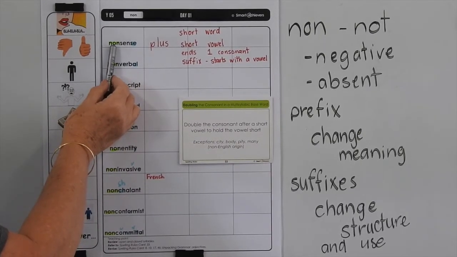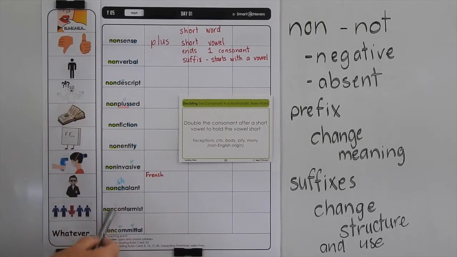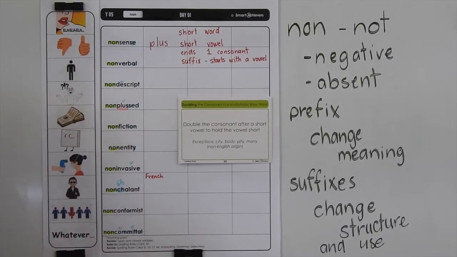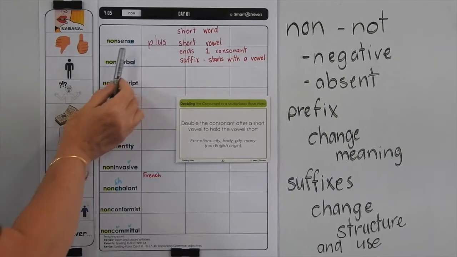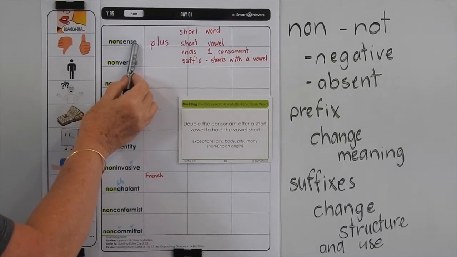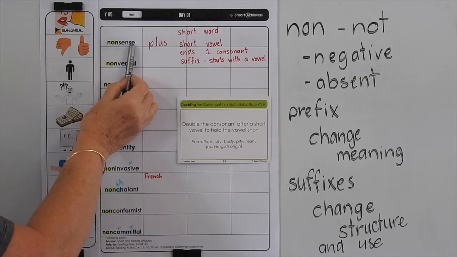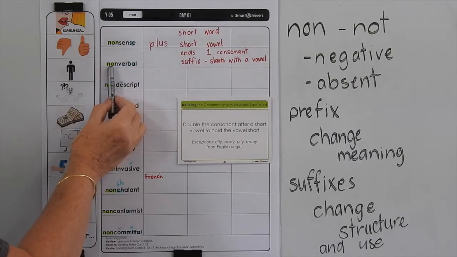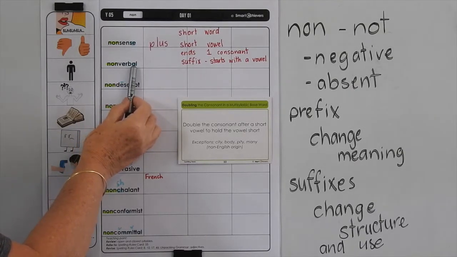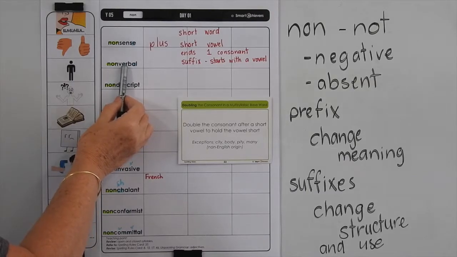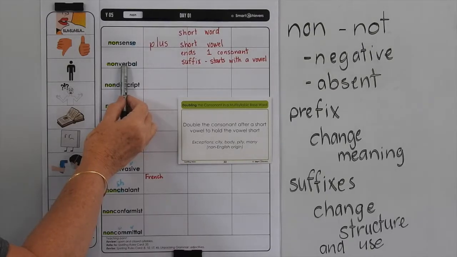I'd strongly recommend that you highlight the non in each of these words and anything else that you can see to make the spelling easier. So here we've got SE at the end of a word. That is just showing that it's singular in its usage. In non-verbal, that's an adjective because it's ending in AL, and the ER is an R-controlled vowel, so we know they're all long vowel sounds, so we only have one consonant after that.